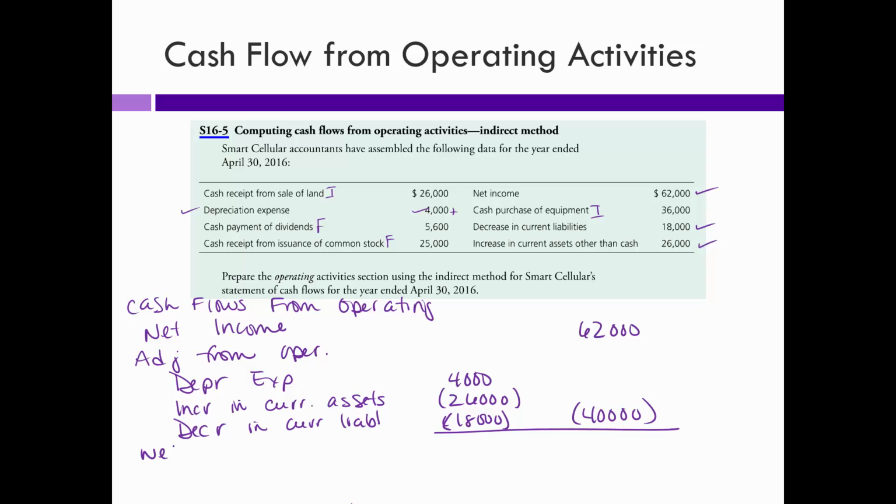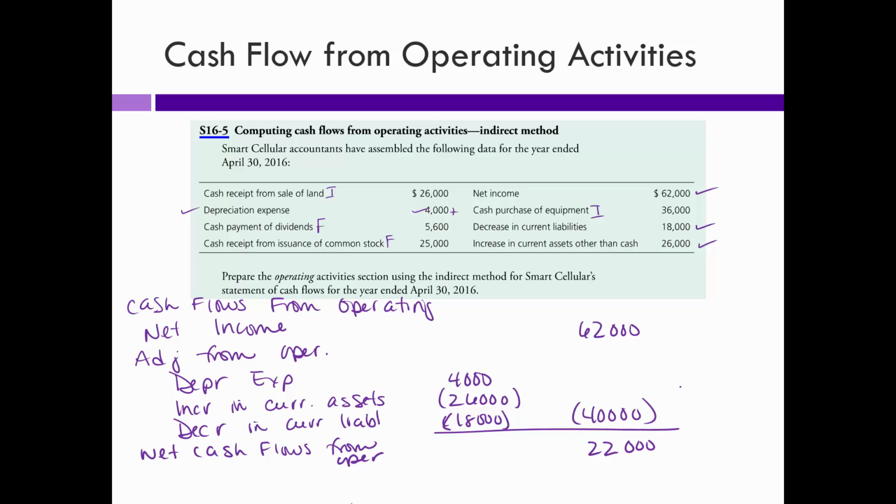So the net cash flows from operating is 22,000. So even though my net income reported 62,000, my operating activities only generated 22,000 in cash.